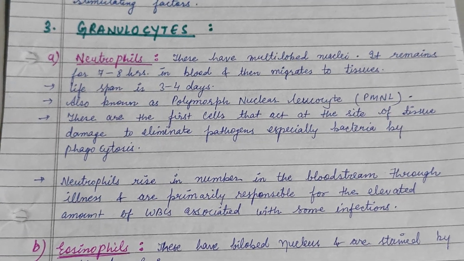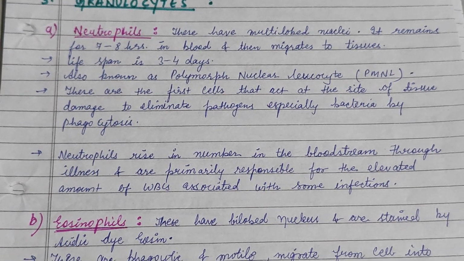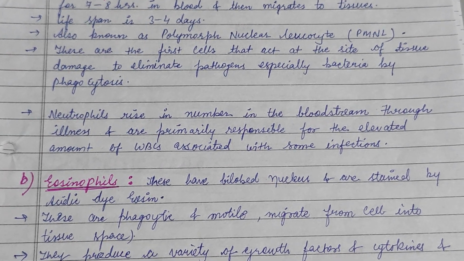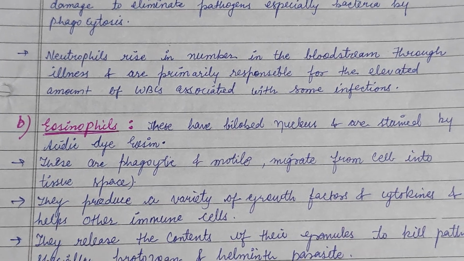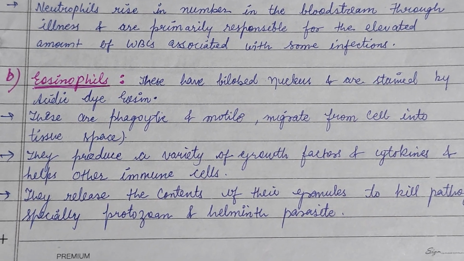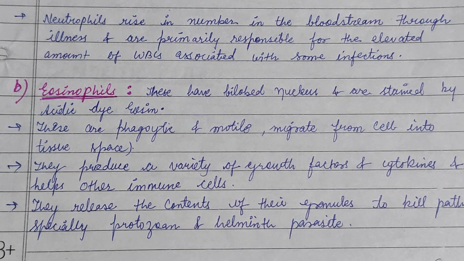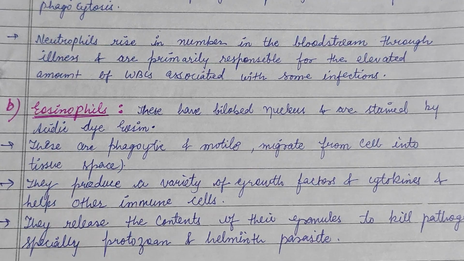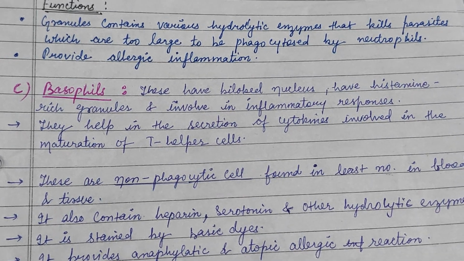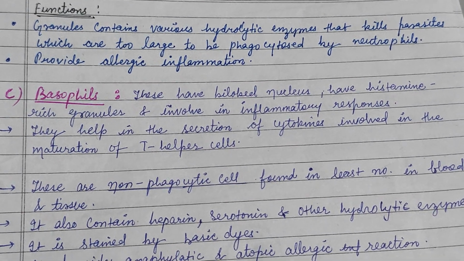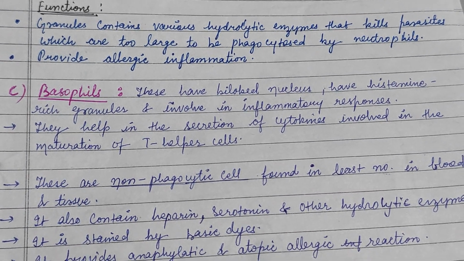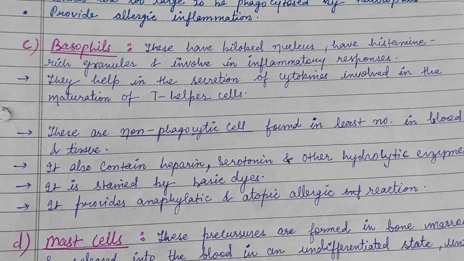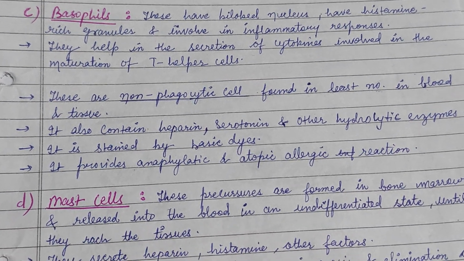Neutrophils have multi-lobed nuclei, remain for 7 to 8 hours in blood and then migrate to tissues, and are also known as polymorphonuclear leukocytes. The eosinophils, also known as acidophils, are stained by the acidic dye eosin, and they are phagocytic and motile, migrating from cells to tissue space. The function of eosinophils is that they contain various hydrolytic enzymes that kill parasites which are too large to be phagocytosed by neutrophils. Basophils have a bilobed nucleus and histamine-rich granules and are involved in inflammatory responses.